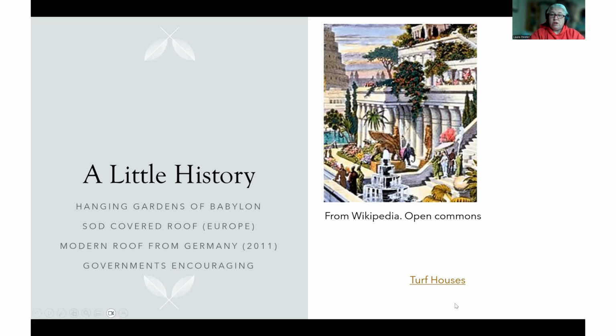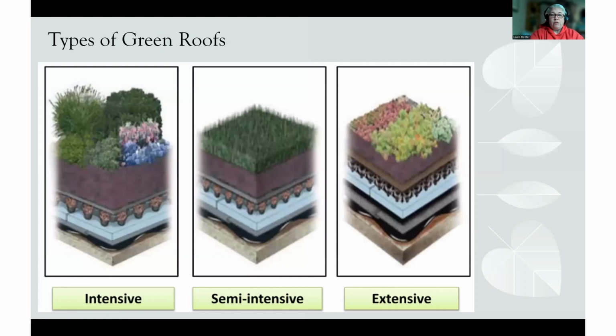The modern roof, as we know it today, first originated in Germany in about 2011. And nowadays, what we're seeing is a lot of governments encouraging green roofs because they have so many mitigating factors from the building's perspective. So there are three basic types of green roofs, although if you go between intensive and extensive, you could have almost an unlimited amount of media, different types of soil types.